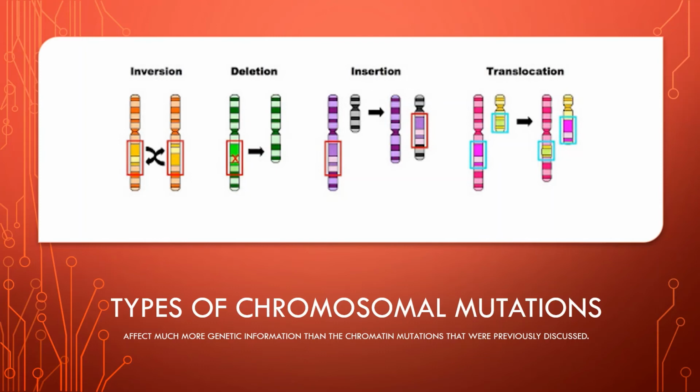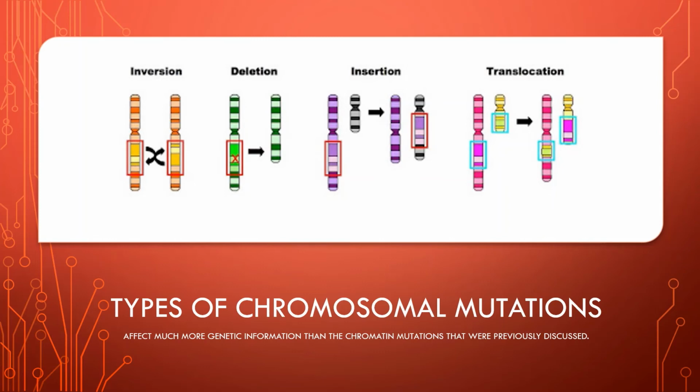These affect much more genetic information than the chromatin mutations that were previously discussed. Again, chromatin is just uncoiled DNA, chromosomes are coiled DNA. So when you have chromosomal mutations, it's affecting whole chunks of chromosomes, which means it is affecting so much more code of DNA, which is going to affect so many more proteins made, which is going to cause a slew of problems.